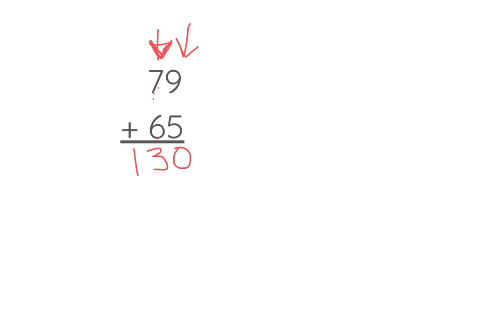Now add 9 plus 5 and get 14. Again, here's where you have to be careful. Write the 10 in the tens column, the 4 in the ones column. Now you'll add up again, so 144.